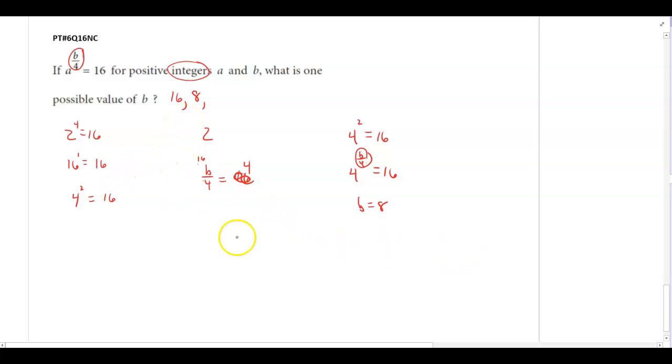If I use 16 to the 1st power equals 16, I know 16 to the b over 4 must equal 16. Well, what does b over 4 have to equal? I need that to equal 1. What divided by 4 will give me 1? If b is 4. So right away here, you have multiple answers, and there's even more, but I'm going to stop there. I just want to give you an idea of what we're looking at.